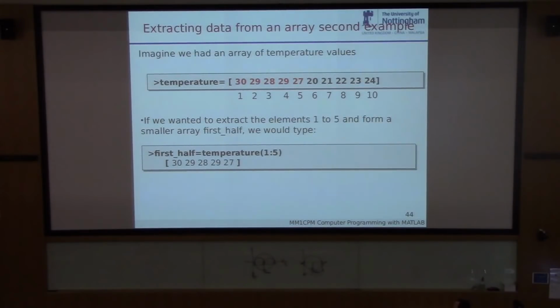So all we have to do is go first half, so that's just the name of the variable. Temperature, that's the name of this original array. And we want to pull out elements from 1 to 5. So we just go 1, dot, dot, 5, close round brackets, and it's pulled out this data between elements 1 and 5 and put it here in a new array.